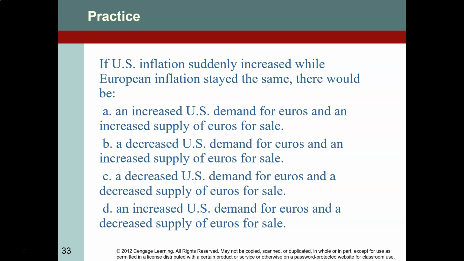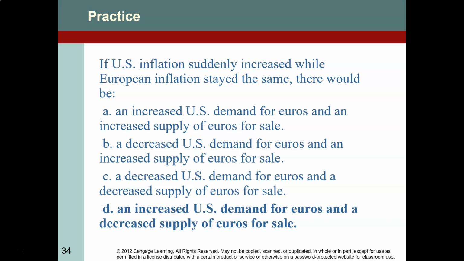The right option should be D. Relative to European inflation rate, US inflation goes up. So there's a higher US demand for euros, and a decreased supply of euros for sale. We have an increased US demand for euros because there's an increased demand to exchange US dollars for euros to purchase European goods. We have a decreased supply of euros for sale because fewer people are exchanging euros for US dollars to purchase US goods.